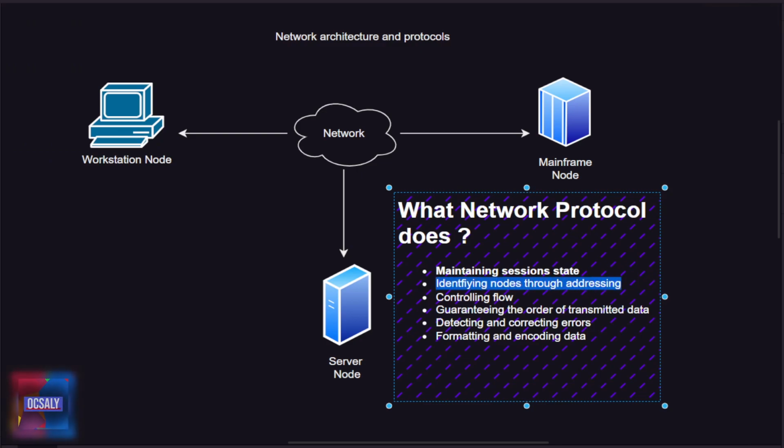Protocols also identify nodes through addressing. Data must be transmitted to the correct node on a network, so some protocols implement an addressing mechanism to identify specific nodes or groups of nodes. We also have controlling flow. The amount of data transferred across a network is limited, of course, so protocols can implement ways of managing data flow to increase throughput and reduce latency.